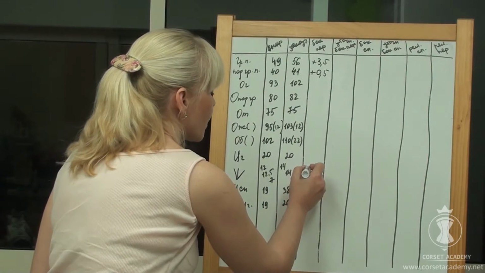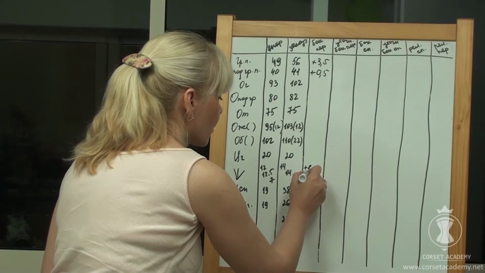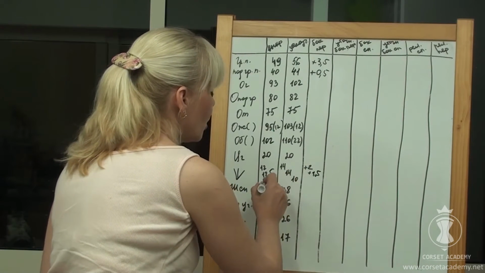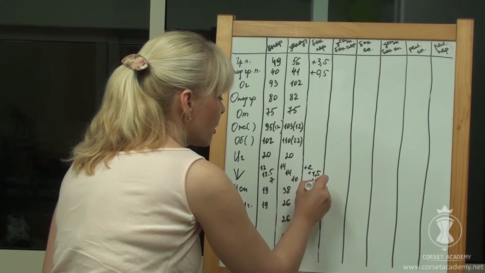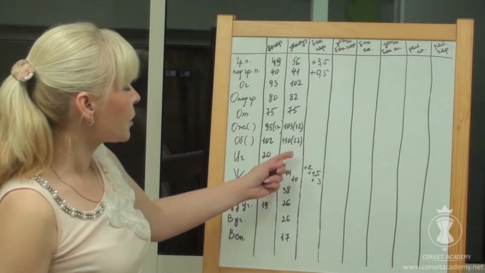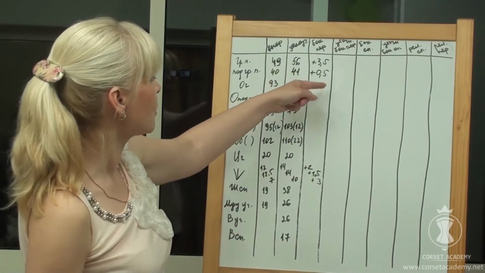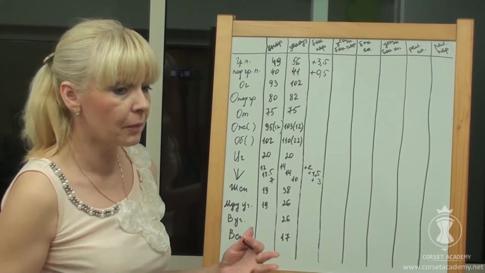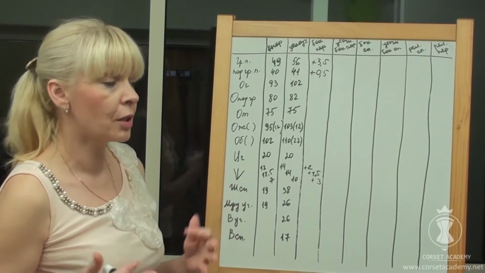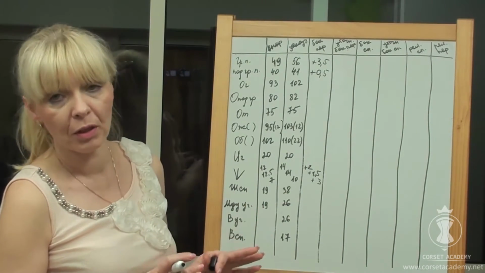Towards the neckline: 10 centimeters on the client and 7 centimeters on the pattern. 10 centimeters minus 7 centimeters equals 3 centimeters. I need to add 3 centimeters to the clip towards the neckline. Now, let's look at the alterations of the clip and of the first two measurements. The resulting dispersion of values might make you puzzled, but you should always imagine the alteration process in your head.